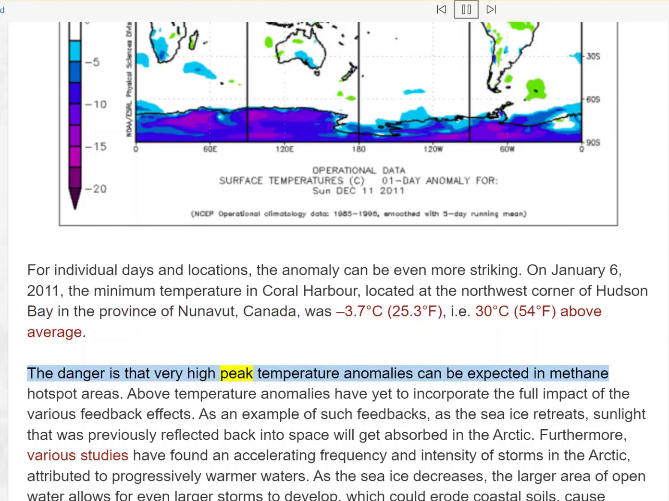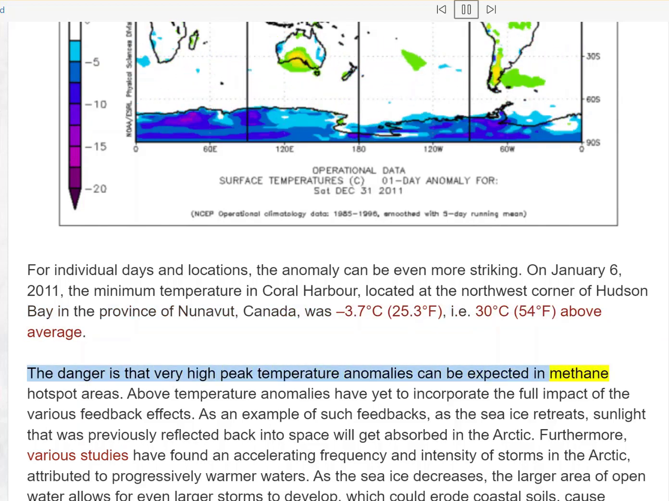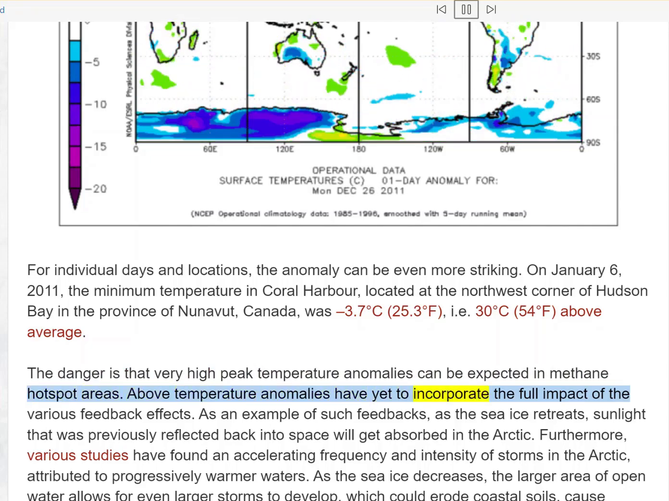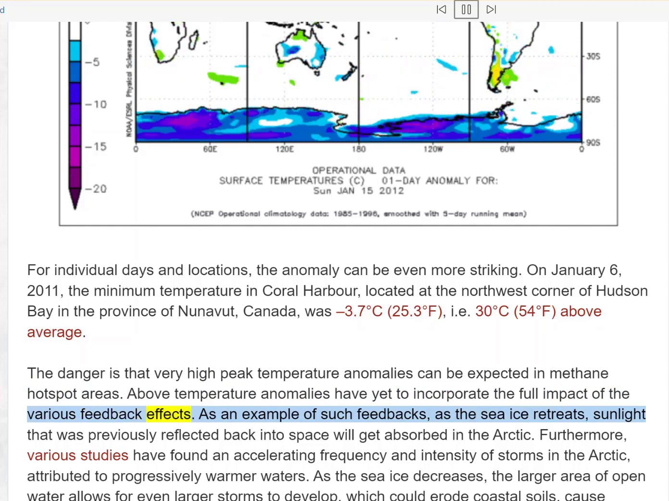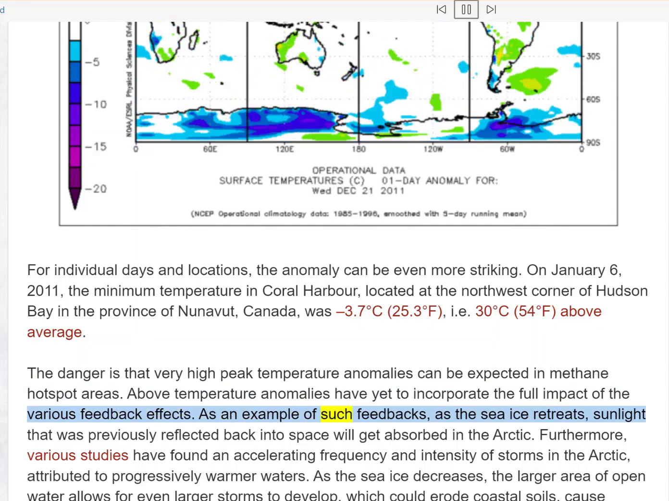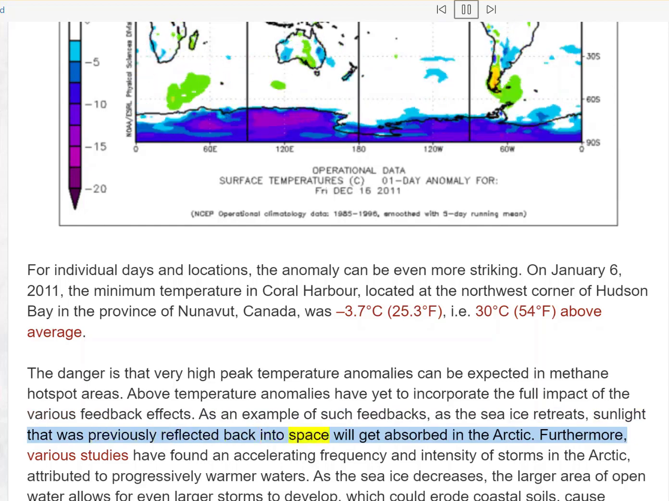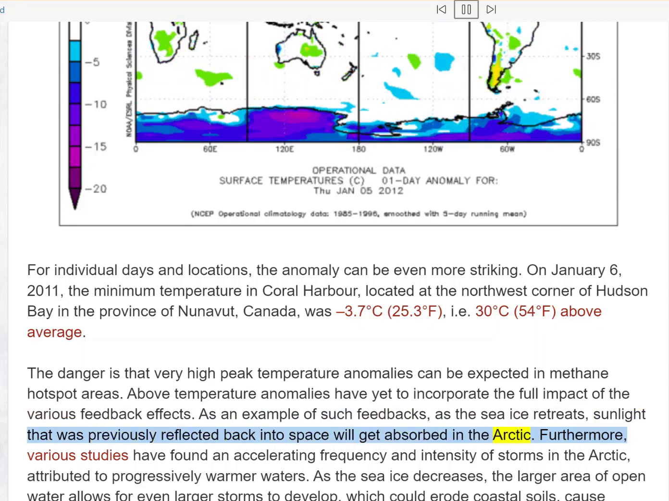The danger is that very high peak temperature anomalies can be expected in methane hotspot areas. The above temperature anomalies have yet to incorporate the full impact of the various feedback effects. As an example of such feedbacks, as the sea ice retreats, sunlight that was previously reflected back into space will get absorbed in the Arctic.